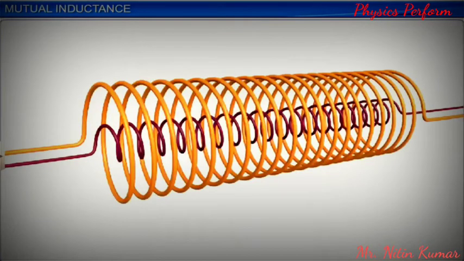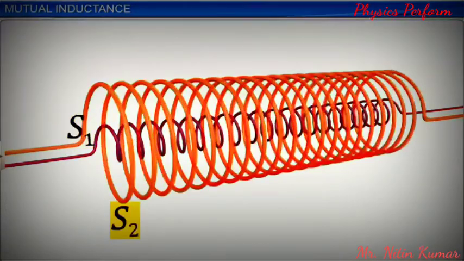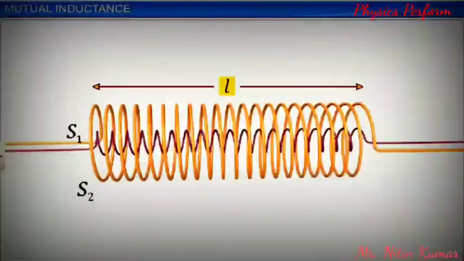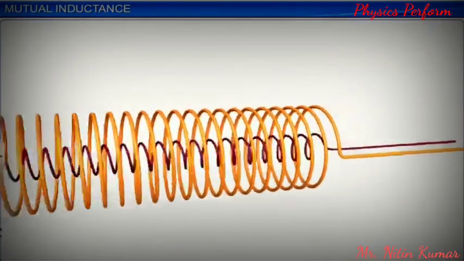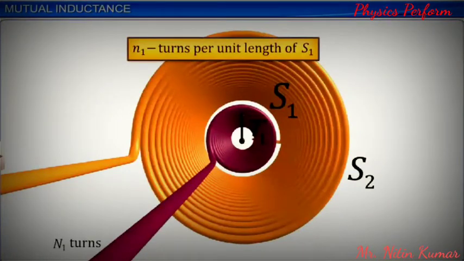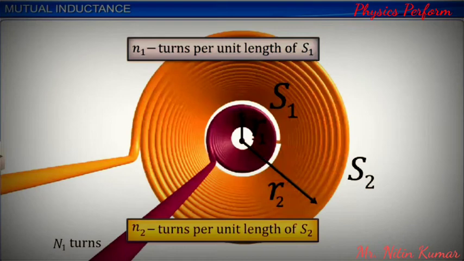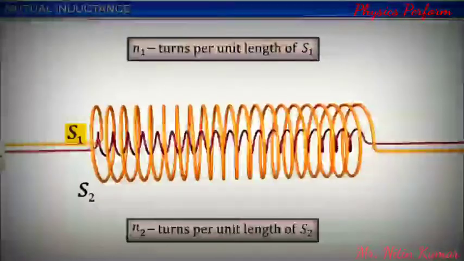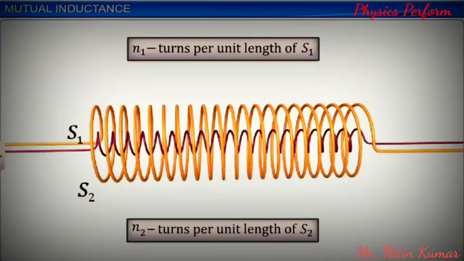Consider two coaxial solenoids S1 and S2 of length L. Let the radius of the inner solenoid S1 be R1 and the number of turns per unit length be n1. Let the radius of the outer solenoid S2 be R2 and the number of turns per unit length be n2. Let N1 and N2 be the total number of turns in coils S1 and S2. Thus, we have N1 equal to n1 L and N2 equal to n2 L.